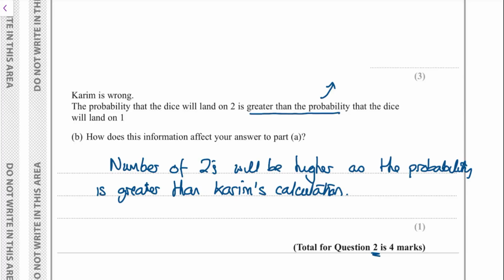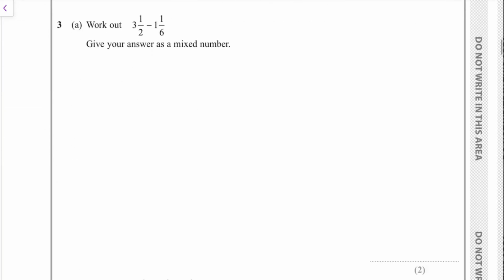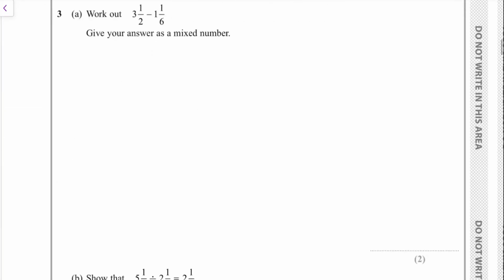Try and think mathematically about what it is they're trying to get you to think about. Just be very careful of just writing stuff. They often have a very specific thing in mind. Anyway, that's question done. Next question. Work out. Now, let's just scroll down there.